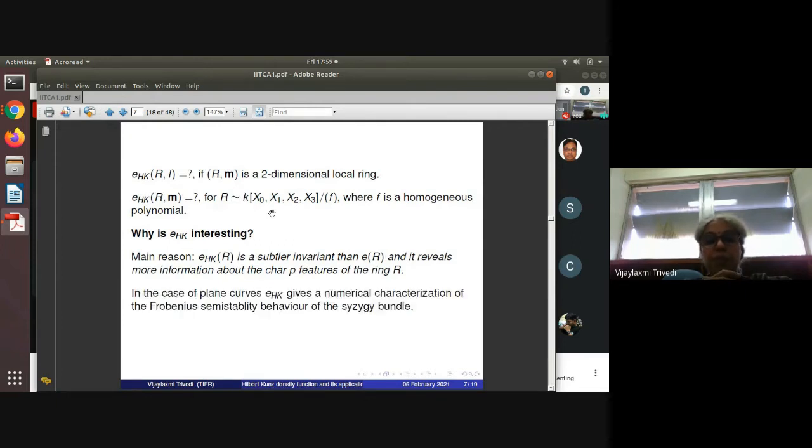So let me give, in a quick way, one example. This e_HK is just a number associated with the pair R and I. You take a plane curve, so that means k[x,y,z] modulo some equation. That's your ring, a two-dimensional ring. If you have such a ring, then Proj of that thing is a plane curve, and it comes equipped with a syzygy bundle on the Proj.